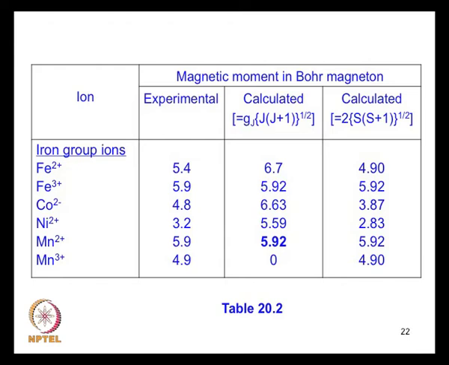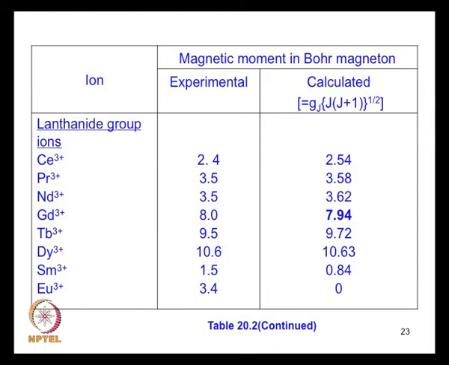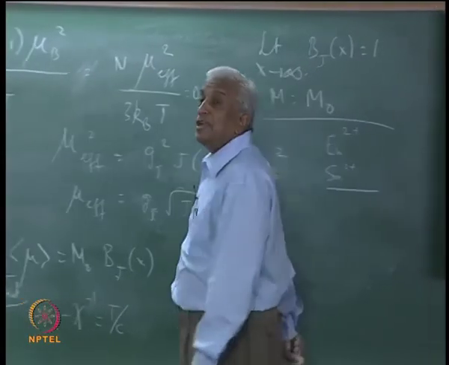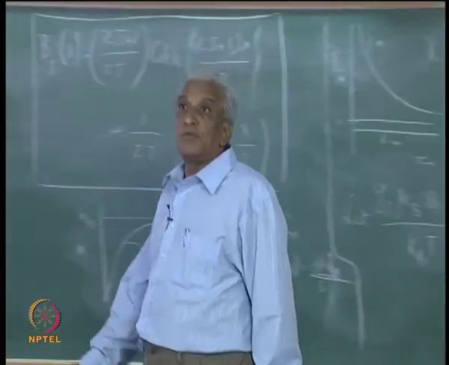You can see that for most of the rare earth ions, the comparison between the experimental and calculated values is quite satisfactory. Whereas, this is not the case with the iron group ions. There is a fundamental reason for that. But before going to that, let us consider the rare earth ions. In the case of europium 3 plus and samarium 3 plus, the agreement is poor, as you can see from the table.